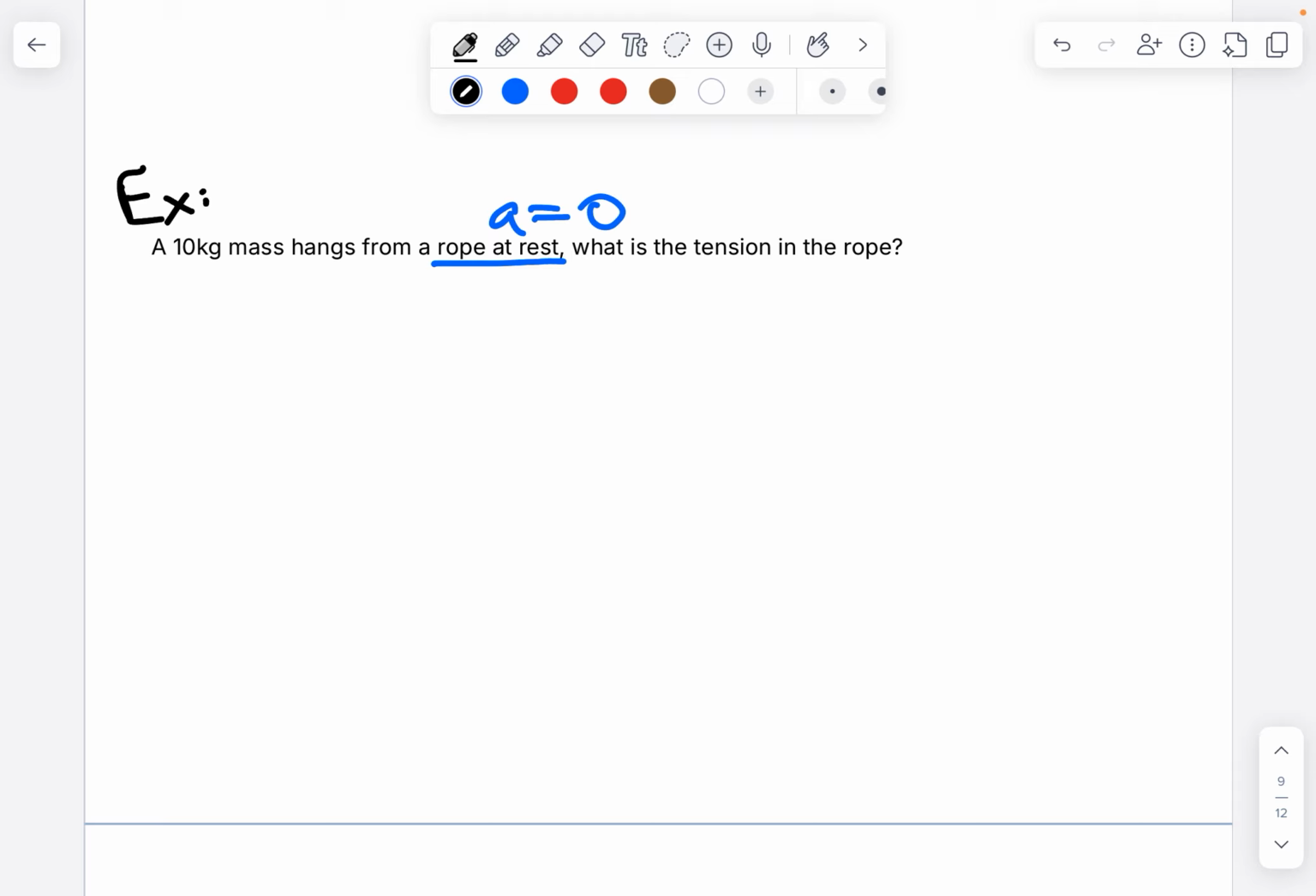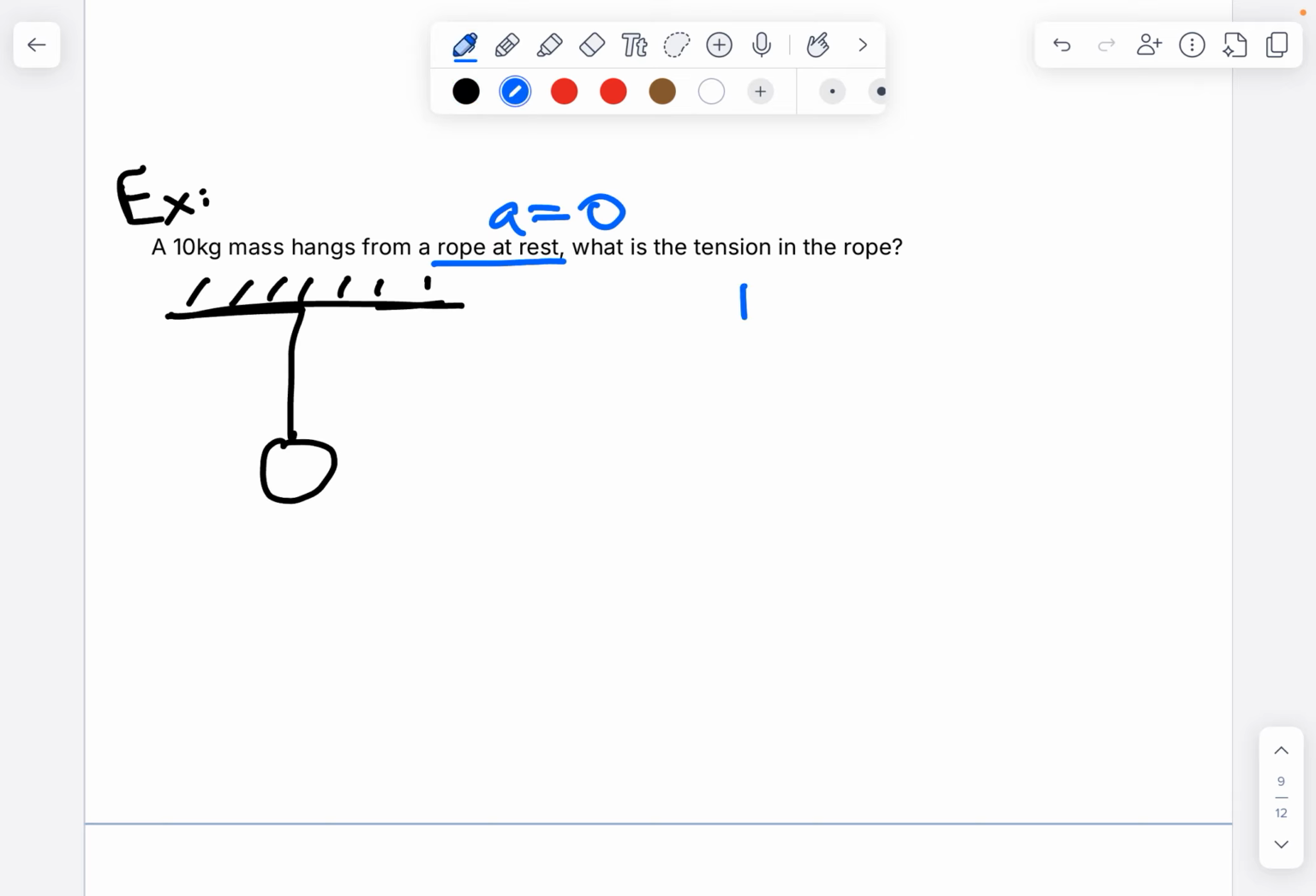As with any physics problem, let's first start off by drawing it. I'm going to assume that it's hanging from a ceiling of some sort. We have a ceiling, a rope, and a mass, a 10-kilogram mass. All right, and that's it.